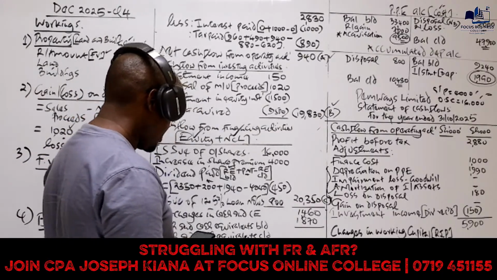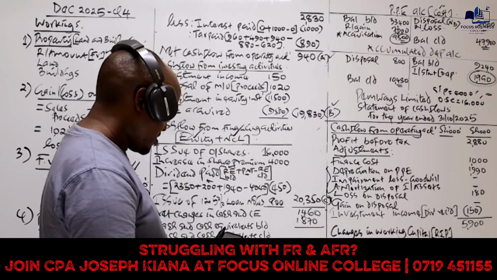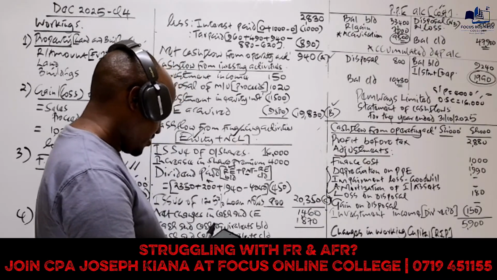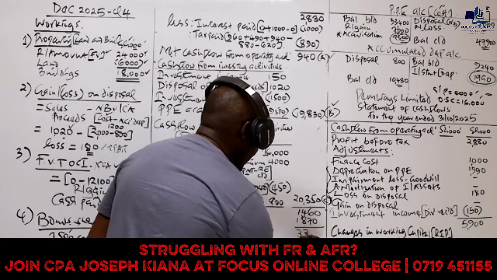And how much is that? That one is basically 1,460 plus 1,870. And basically that will give us 3,330.